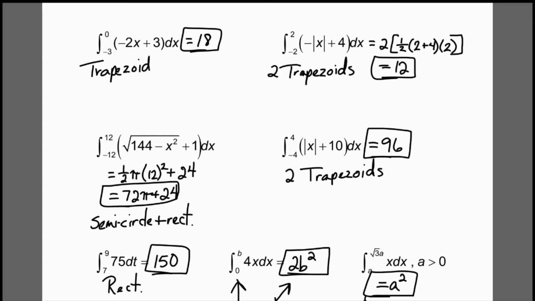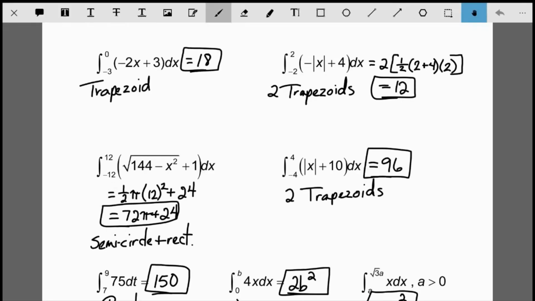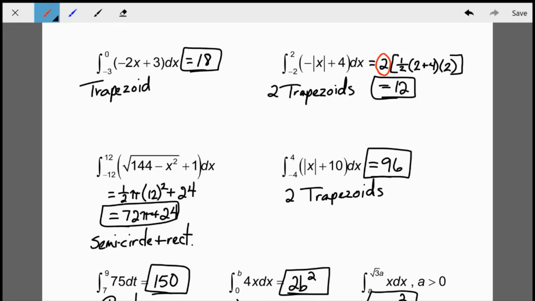The next one, I said, really, we've got symmetry here. So you can notice that I multiplied by 2 on that one. And the reason I multiplied by 2 is I said it's 2 trapezoids, and they are essentially reflections of each other over the y-axis. So I just found the one on the right, and then I multiplied by 2. And got a value of 12.